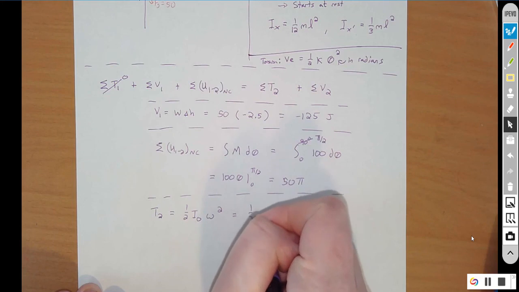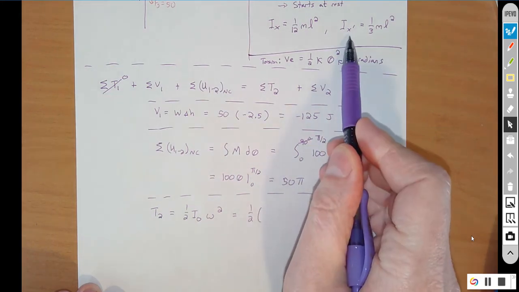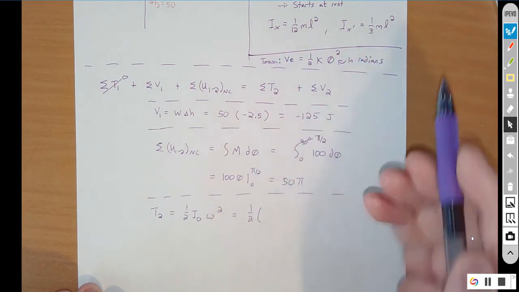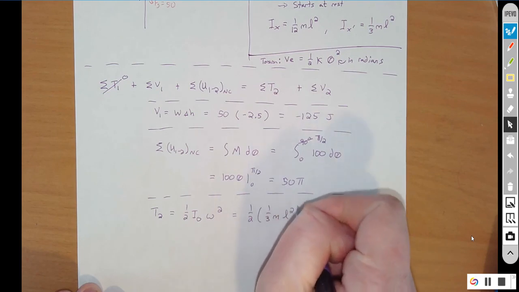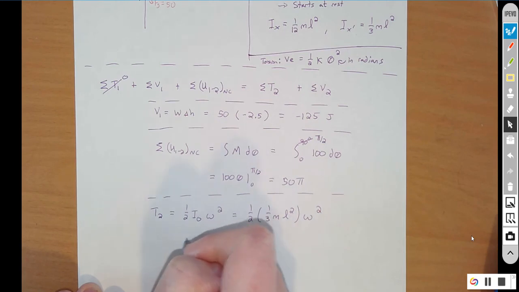So then we get 1/2. The I naught will then be this x prime term, because the x prime is about the endpoint, whereas this is about the center of gravity. So I'm going to use the 1/3 ml squared here. And then don't forget our omega squared. And then we fill in our numbers, and we'll solve.